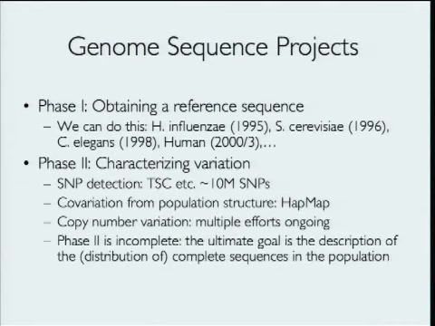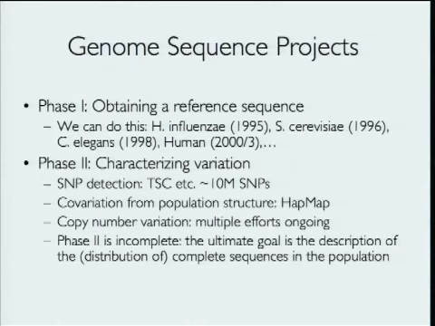Effectively, it's a sample of 1 from the distribution of sequences. Each of us has, in fact, 2 copies of the human genome, 1 from our mother and 1 from our father, and all those versions are somewhat different from each other. And the reference sequence is just a sort of archetype. It's a single version. So phase 2 is to characterize variation.